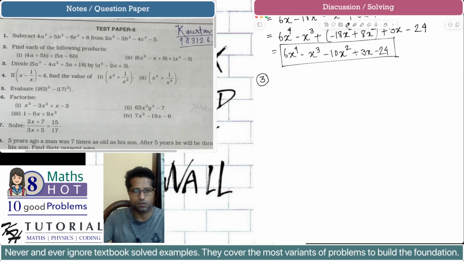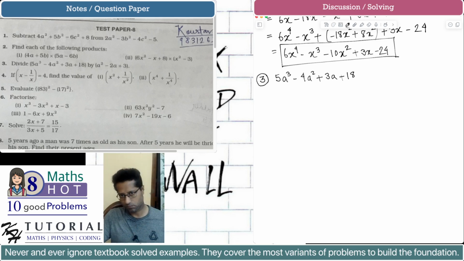Okay, so let's do problem number 3. Divide. So we have a division of two polynomials. We have to perform the division. The dividend is 5a cube minus 4a square plus 3a plus 18, and the divisor is a square minus 2a plus 3.